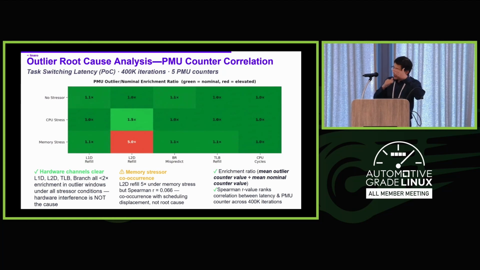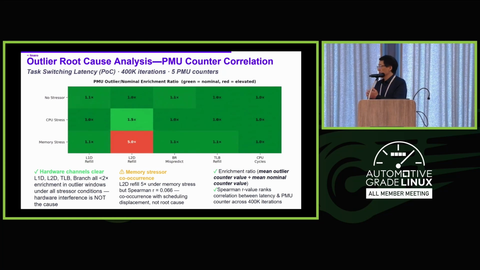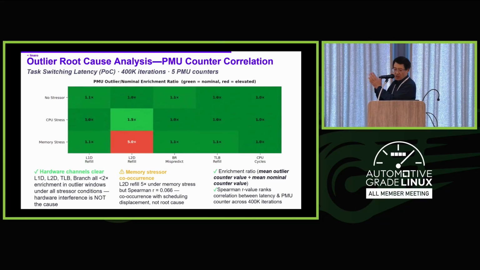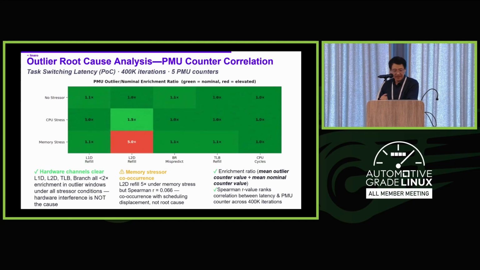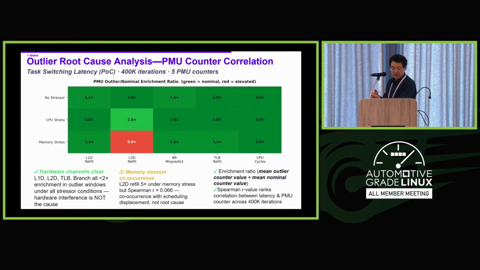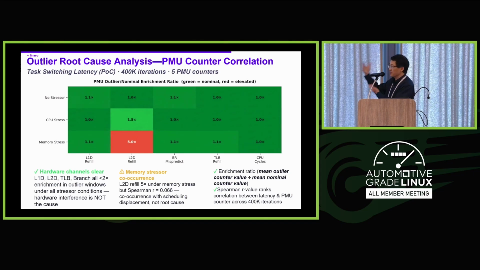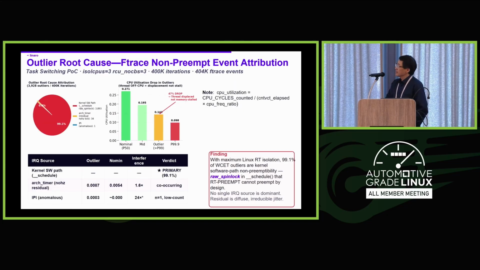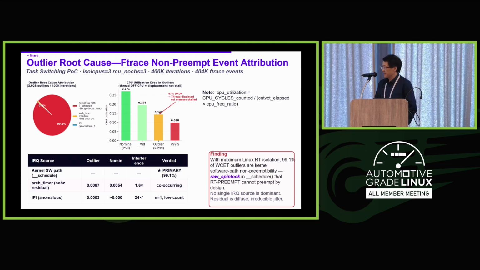So this is a 2-tier filter which allows us to pinpoint whether it is exactly this hardware event causing this outlier, right? Either it's level 1 data cache refill, or level 2, or it's because of branch misprediction, etc. So this is essentially an example, in the case of task switching latency. So this is for PMU correlation, right?